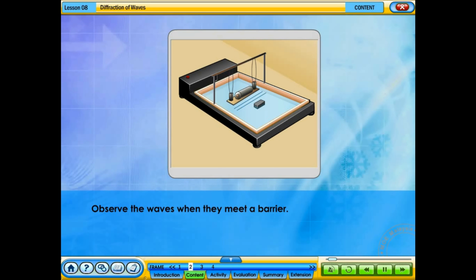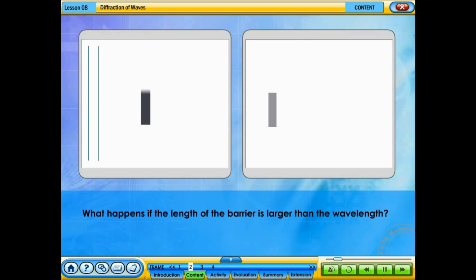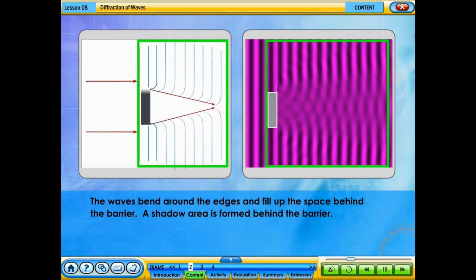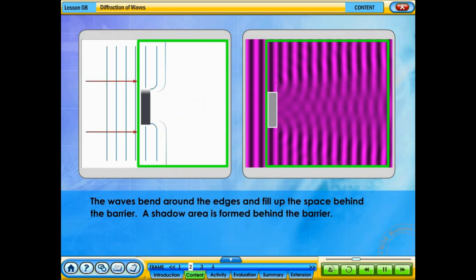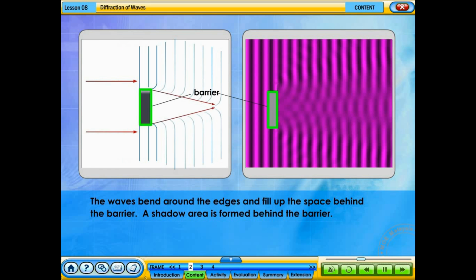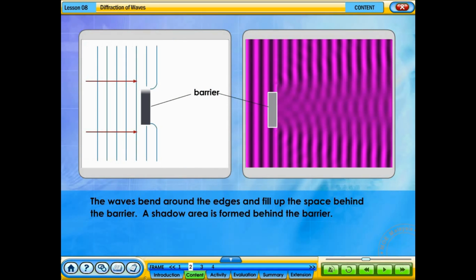Observe the waves when they meet a barrier. What happens if the length of the barrier is larger than the wavelength? The waves bend around the edges and fill up the space behind the barrier. A shadow area is formed behind the barrier.